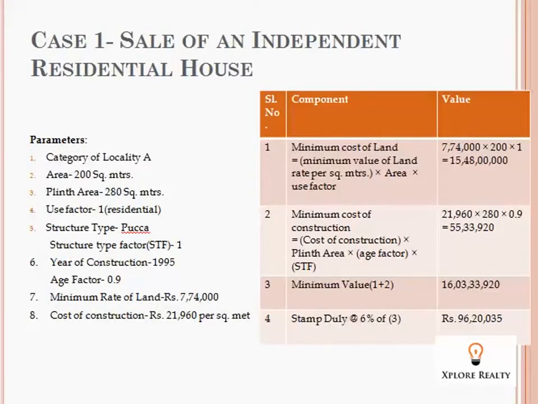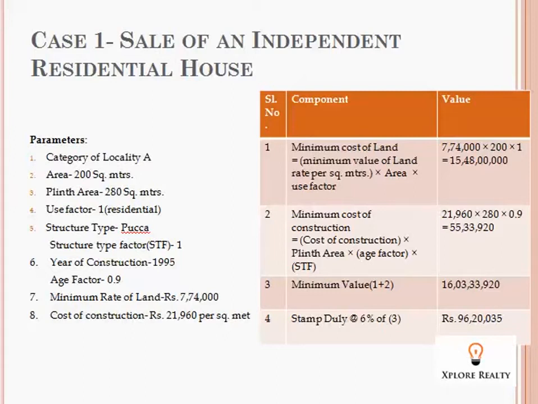So let's discuss some case studies. In case 1, we are going to calculate stamp duty on sale of an independent residential house, and the parameters are: this house is in A category colony, total area is 200 square meters, plinth area is 280 square meters. We are going to be using use factor 1 because this is a residential unit.